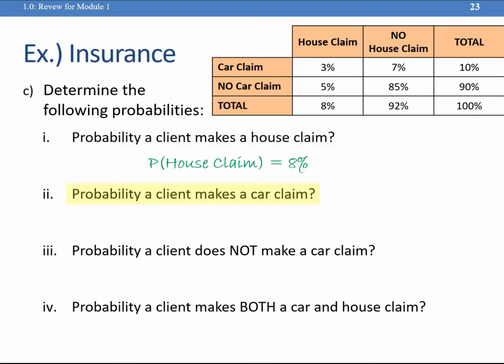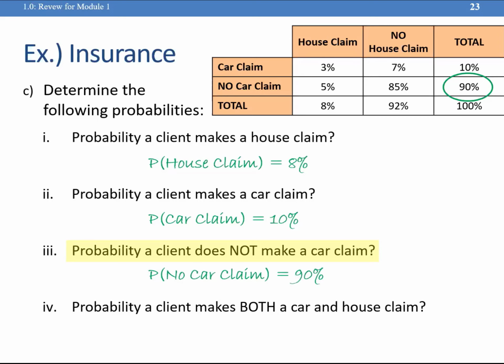Okay, our next question is, what's the probability a client makes a car claim? That's again a total. That's not a joint probability. So we've got the prior probability of 10% here. The probability a client does not make a car claim: with the contingency table, no calculation is necessary. I just take that row and I take that total. The probability of no car claim is 90% as well.